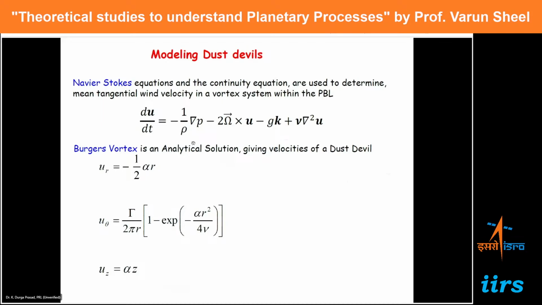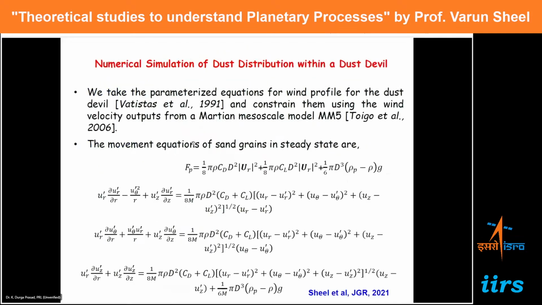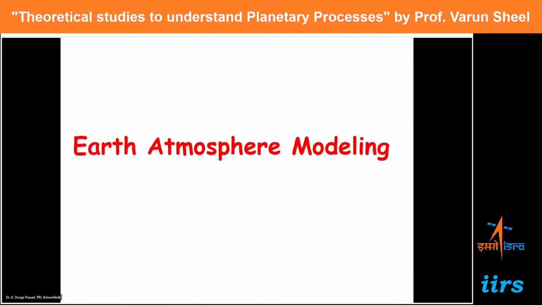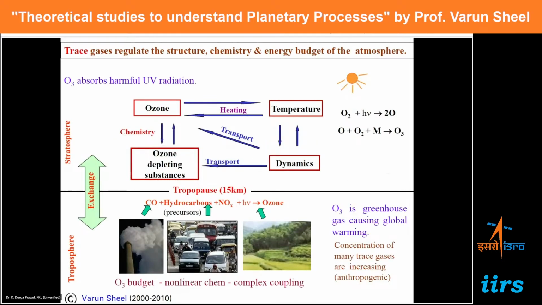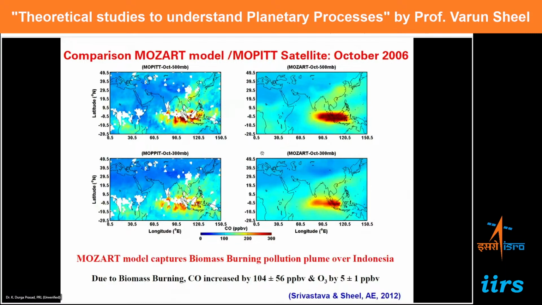I'll not go into the details, but one can even model the dust devils using a numerical model. So this is a complex example of such a numerical model. Then we can do Earth atmosphere modeling as well. I'll not go through the details, but these are all the inputs, because ozone is harmful UV radiation which gets absorbed in the stratosphere by this equation. So if you want to work with the Earth model, then you need to consider all these things. So this is one example of the output of an Earth-based model.